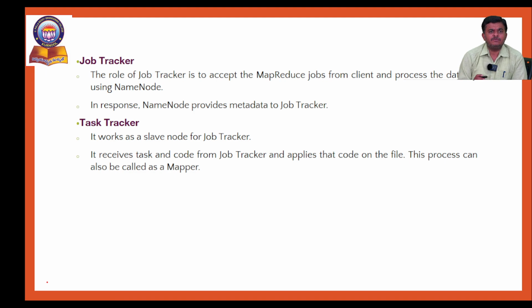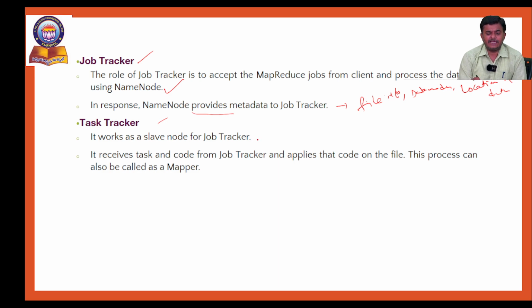So these are some roles available in HDFS. The job tracker: the role of the job tracker is to accept MapReduce jobs from the client and process the data by using the name node. In response, the name node provides metadata to the job tracker, like file metadata information, the number of data nodes, and the location of the data which is needed.